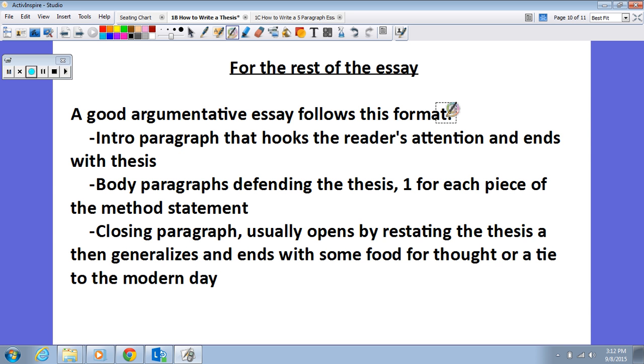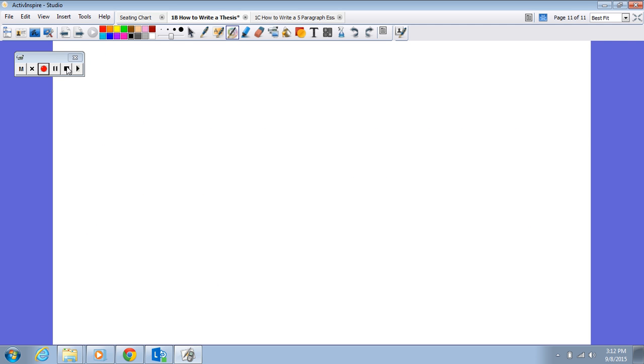Guys, this is a simple name. This is known as 5-paragraph essay format. Intro paragraph, then bodies, then closing. Now, it can be used as a 3-paragraph. It can be used as an 8-paragraph. The number of body paragraphs is determined by how detailed and how in-depth your thesis is. But this is a basic format for essays that will get you all the way through college anytime you have to write an argumentative essay. Okay? And that's it for this video, guys.